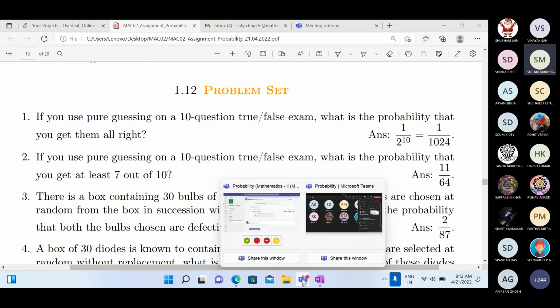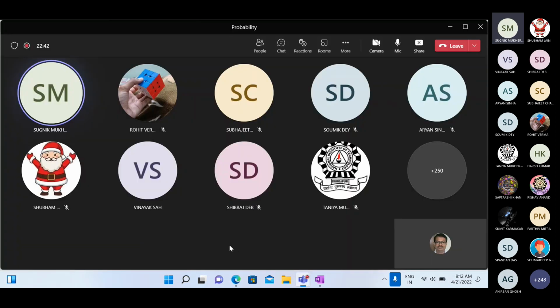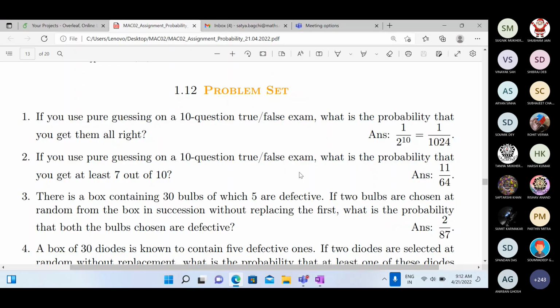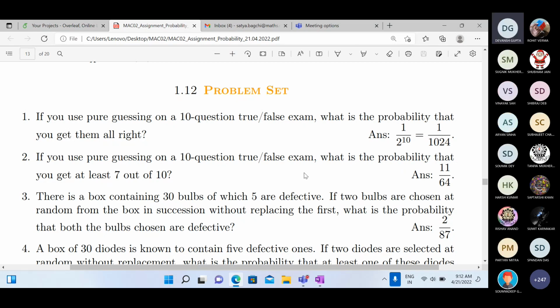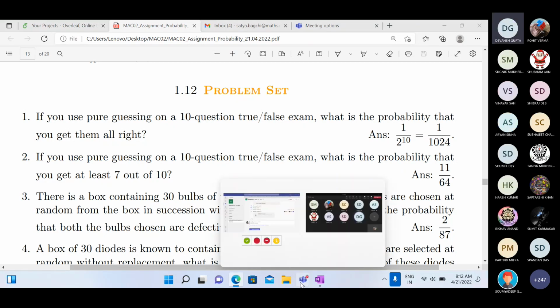Sir, it should be 10C7 plus 10C8 plus 10C9 plus 10C10 by 2 to the power 10. There will be cases, either we can eliminate getting 3 correct, 3 incorrect. So 10C7 into 1 upon 2 to the power 7. Just one by one, you try to do. If you talk together, it won't work.